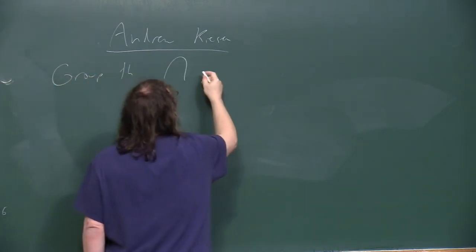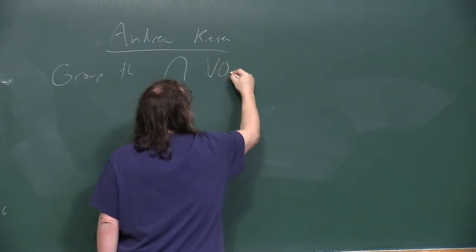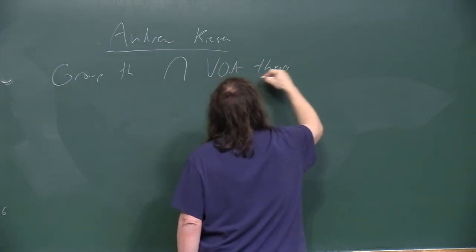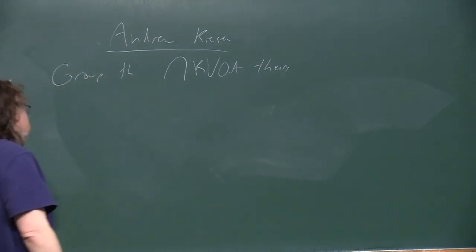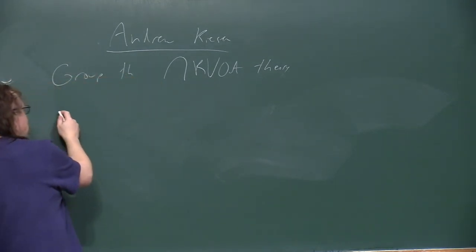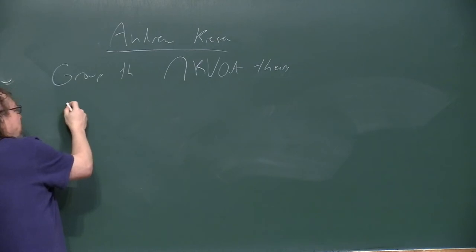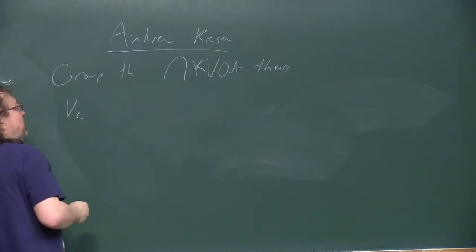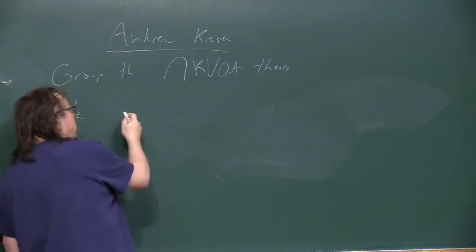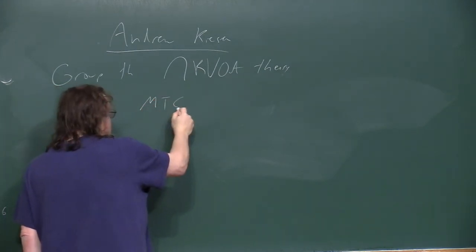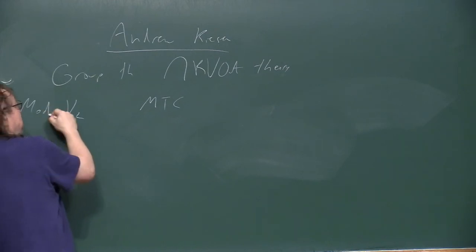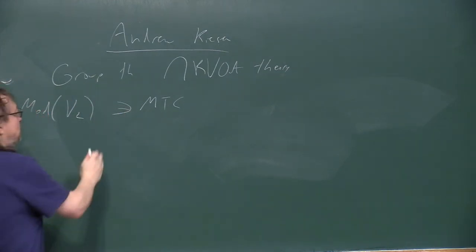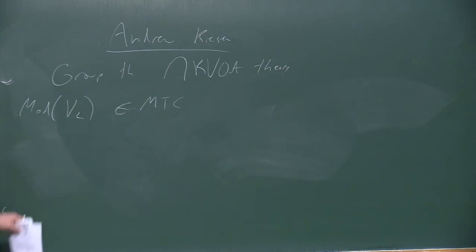And so we're working on VOA group theory, where VOA theory does a deep dive into group theory. In particular, look at a lattice VOA. A lattice VOA has a modular tensor category. It's a rational VOA, and therefore the category of modules of your lattice VOA is going to be a modular tensor category.